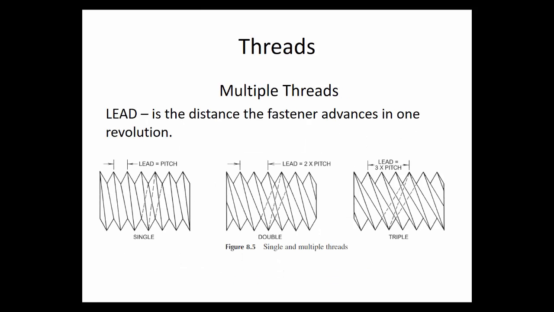Lead is another important term. It relates to the linear distance of travel for one revolution of the fastener. Common threads are single form, and the lead is equal to the pitch. Specialty threads could have double or triple forms, which increases the lead to 2 or 3 times the thread pitch. This means one revolution moves the fastener a greater distance. Can you think of any applications to use double or triple thread forms?